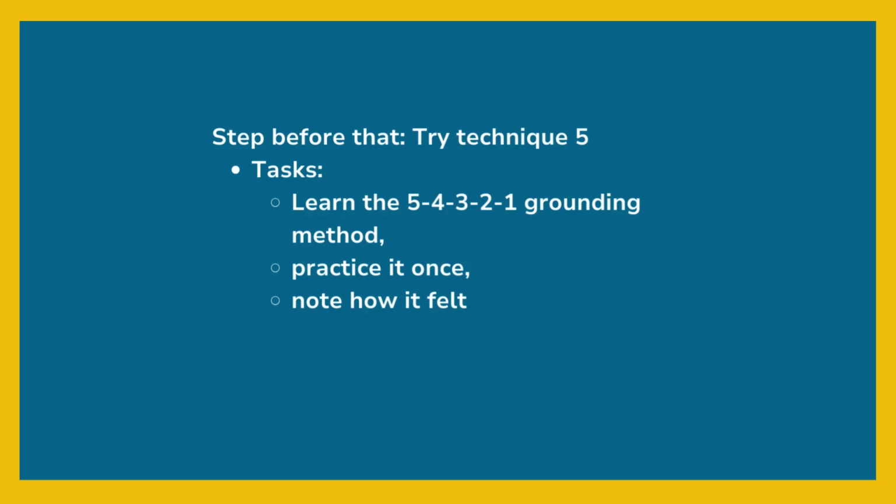So if I'm going to say try technique number 5, the tasks, then we ask what are the tasks that will help us know that they have tried technique number 5. Let's say technique number 5 is a grounding method. So this would be: learn the actual 5, 4, 3, 2, 1 grounding method, practice it once or twice, note how it felt, right? So sometimes this is about keeping reflective journals so we know how things are working.